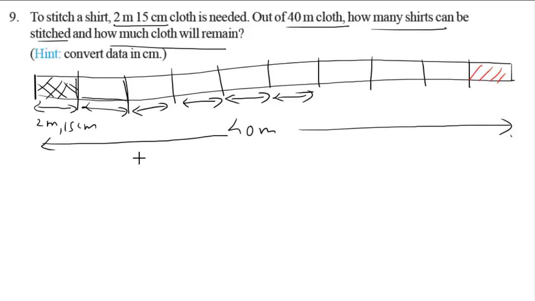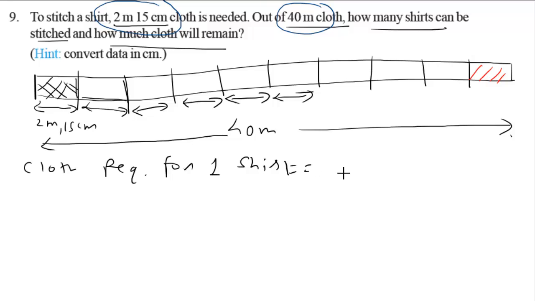First we will convert all the units to the lower units. For example, here 2 meter 15 centimeter has two units, meter and centimeter, and this is 40 meter. So it is a better way to solve this question in uniform units. So we will use the lower units. The cloth required for one shirt is 2 meter 15 centimeter.